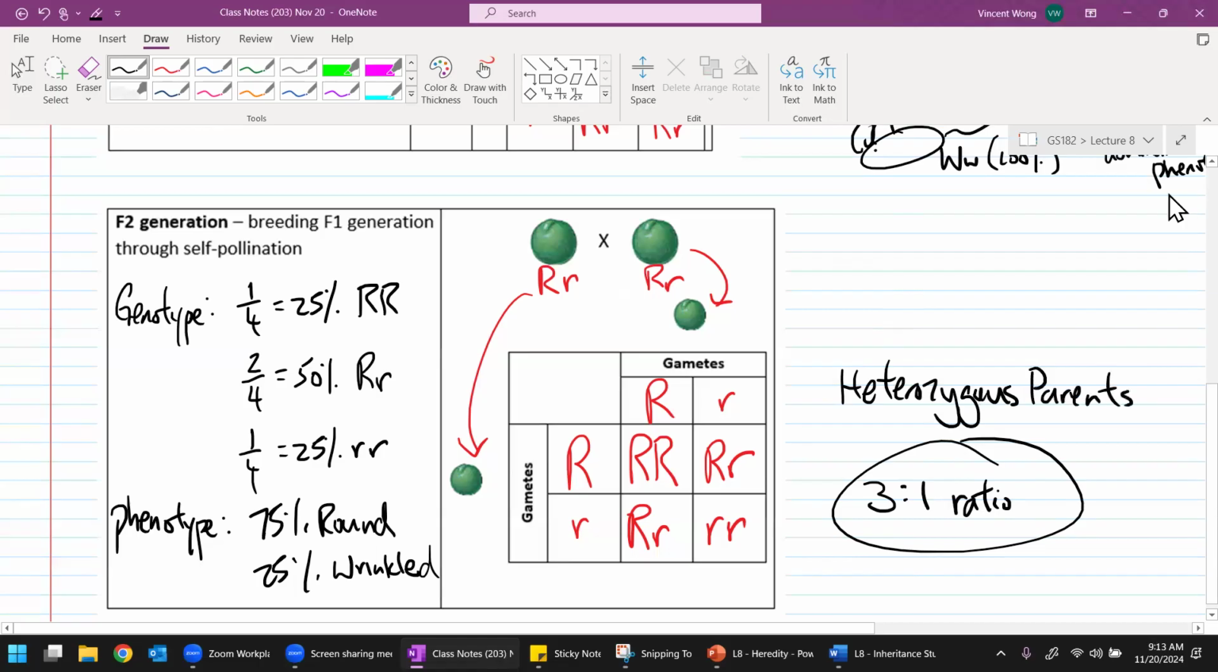Okay, and then this answers your question, Angel. Both parents here are round, but they can produce a wrinkle offspring, right? Because they have the recessive allele, but it was covered up by the capital R, right? Okay, so even though we all have brown eyes, we might have a hidden blue-eyed allele in our gene.